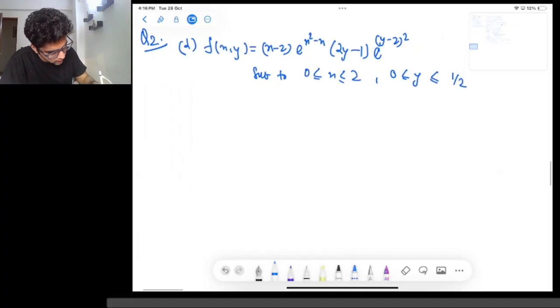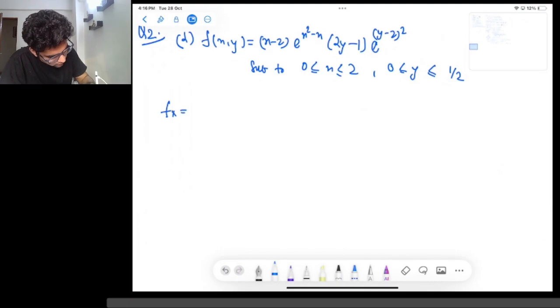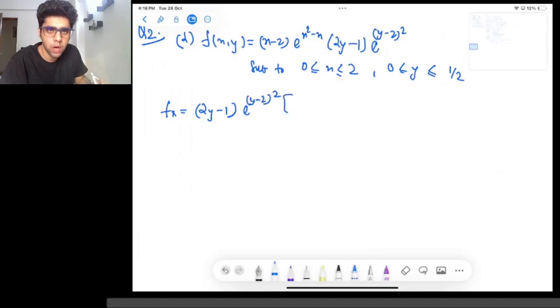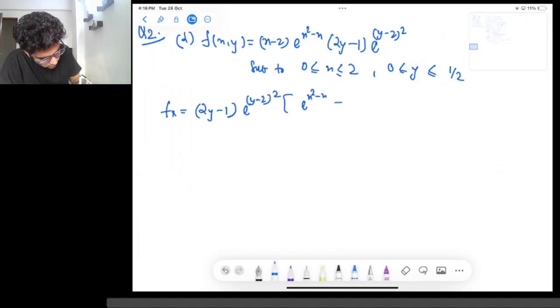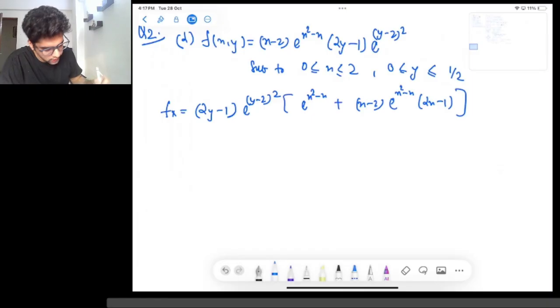So now let's solve this. Let's find the partial derivative with respect to x. For the partial derivative with respect to x, first of all we'll treat all of the terms containing y as a constant. So I can write all of the terms containing y first, and this will be e^((y - 2)²). Now I'll use the product rule to differentiate this term. This will give me e^(x² - x) plus (x - 2) e^(x² - x) times (2x - 1).